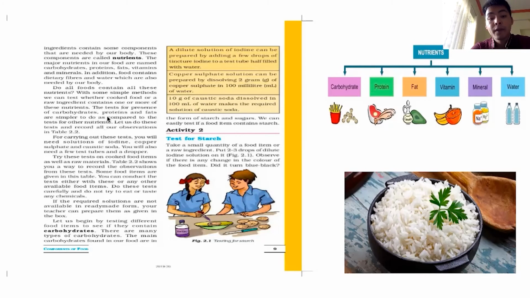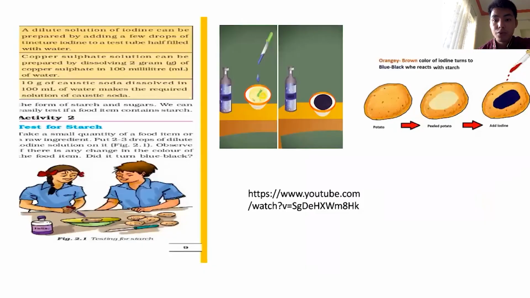Carbohydrate, proteins, and fats tests, we can do them, but our school doesn't have any facilities. Let us do this test and record all our observations in table 2.2. We'll try to do this experiment, but I'm not sure. We'll see if this works out.